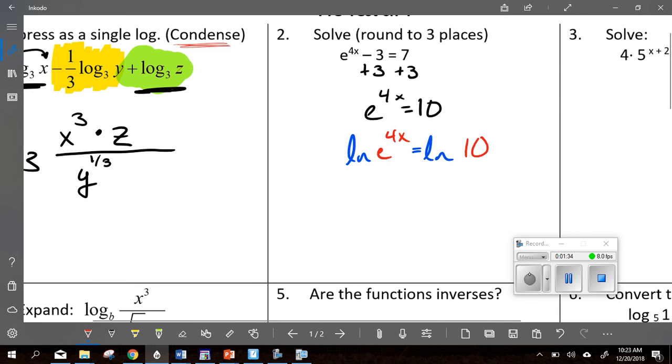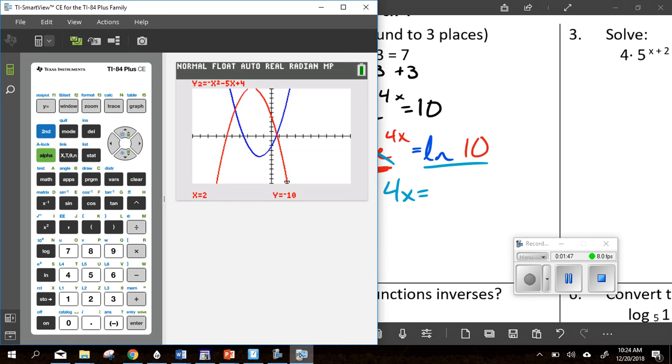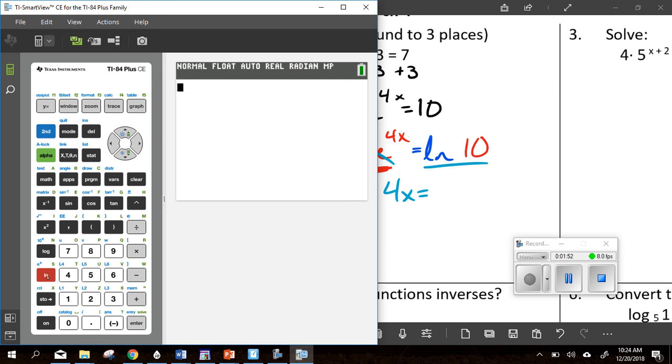ln and e, natural log and e, those two things are inverses of each other, like adding and subtracting, or multiplying and dividing, or squaring and square root. And so when they're next to each other like that, they're going to cancel out, leaving you with just 4x. And natural log of 10, that is just a number. In my calculator, I can take the natural log of 10. I'm going to type that in.